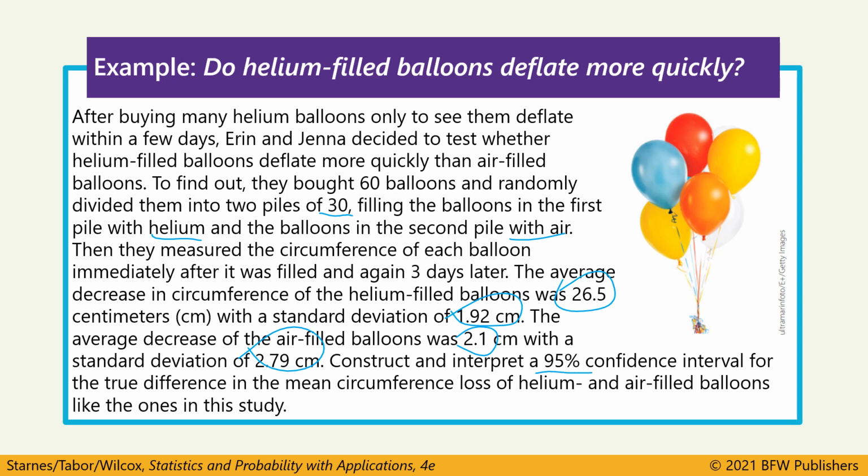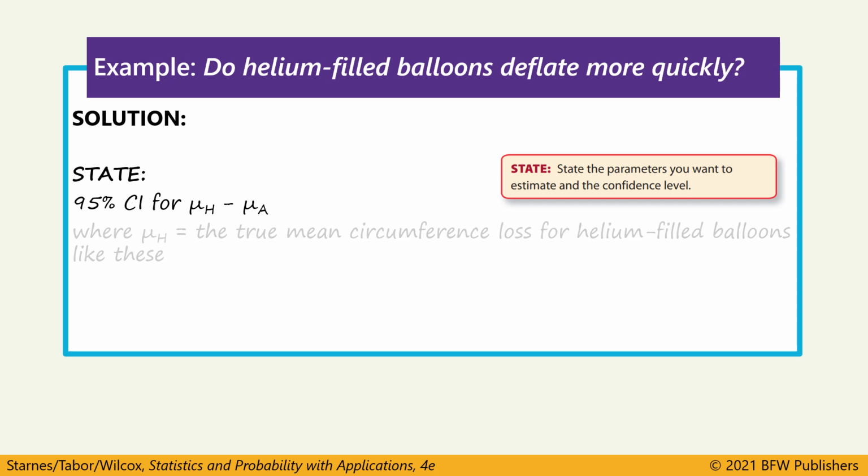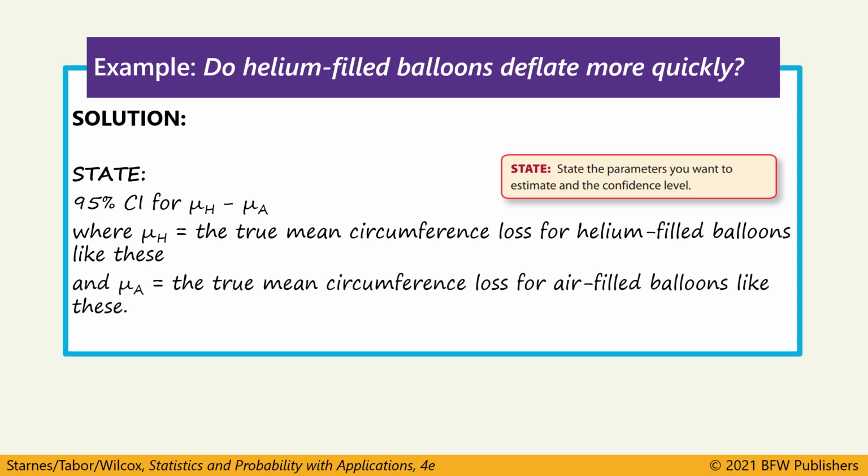We will make a 95% confidence interval for the true difference in the mean circumference loss of helium and air-filled balloons. We'll start off by defining our parameters for this 95% confidence interval, mu h minus mu a. Mu h is going to represent the true mean circumference loss for helium-filled balloons, and mu a will be the true mean circumference loss for air-filled balloons.